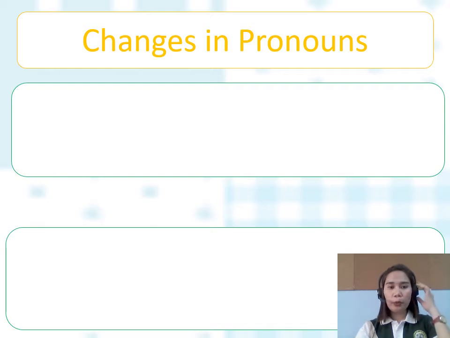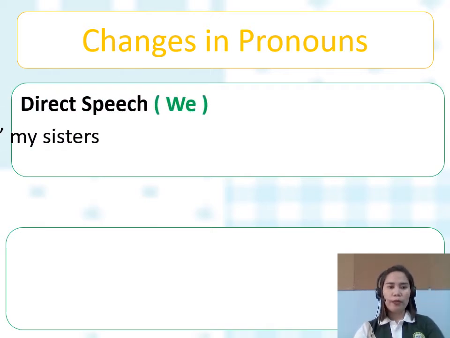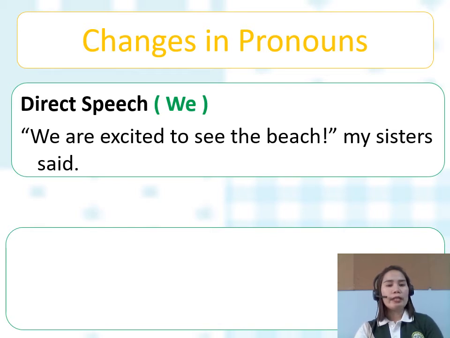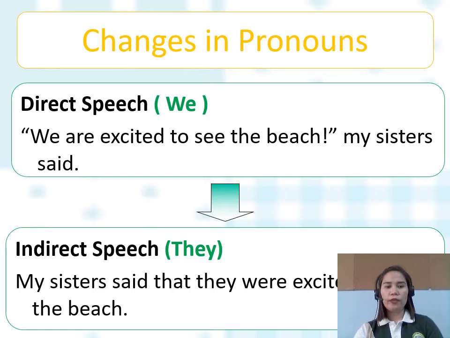Next, we have the pronoun we. We are excited to see the beach, my sister said. Let's convert it into reported speech. My sister said that they were excited to see the beach. So from the pronoun we, we change it into they because our subject is plural. Again, from we, we change it into they.